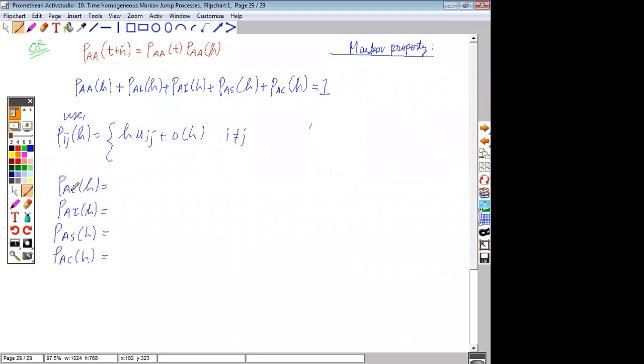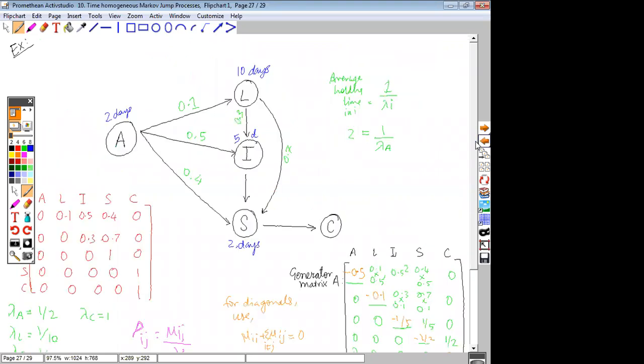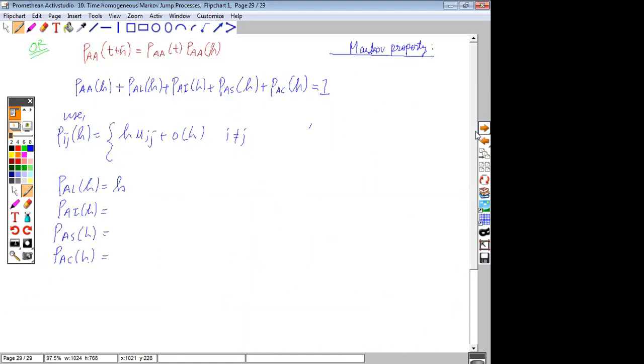But here, if I have PALH, this will be what? This will be H times mu ij. What is mu ij in this particular case? For A to L, what was it? It was, I guess, 0.5 times 0.1. Yeah, it was 0.2. So A to L, 0.5 times 0.1, and that is just 0.05. So this will be H times 0.05 plus O of H. Similarly, your PAIH will be 0.5 square H plus O of H. And this guy will be 0.2 H plus O of H.